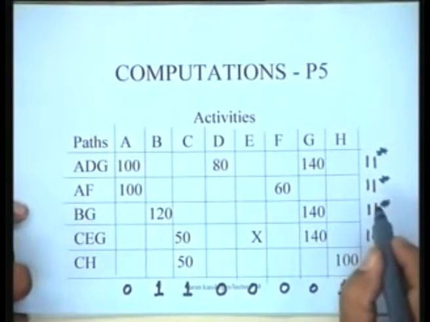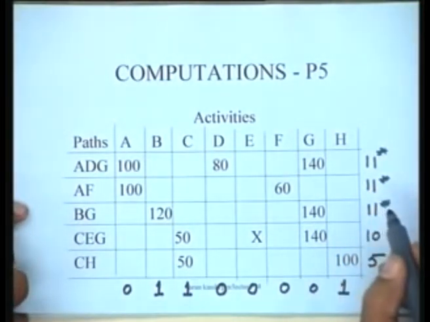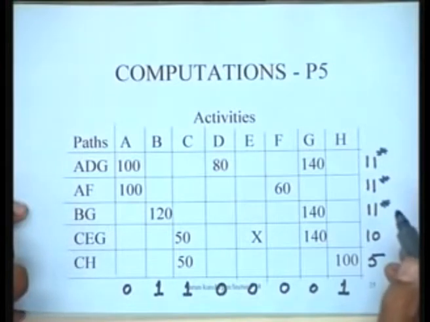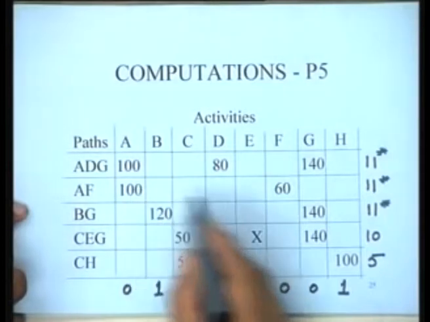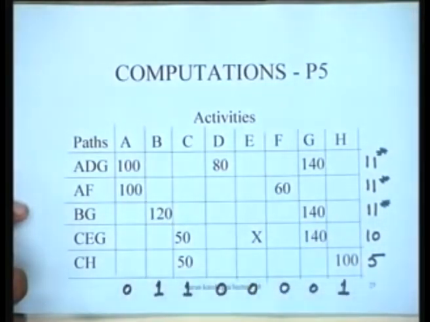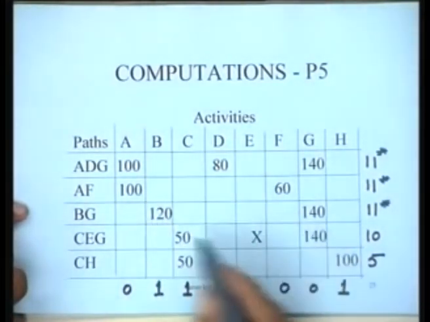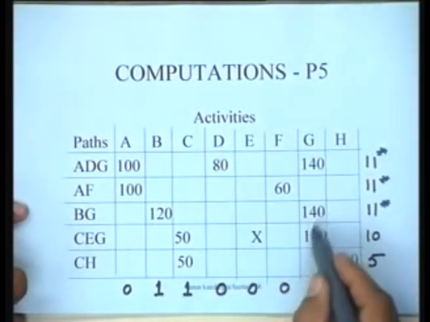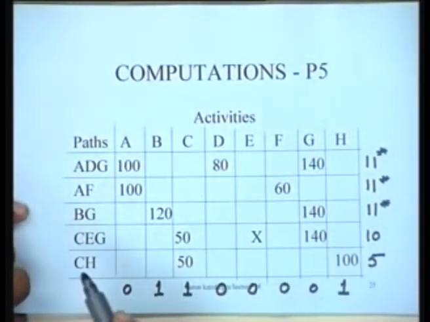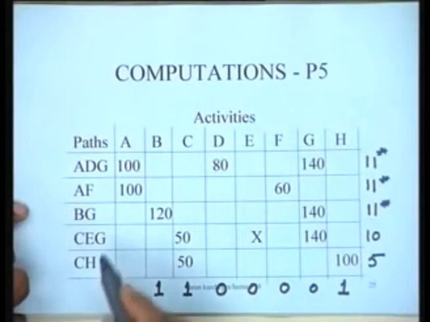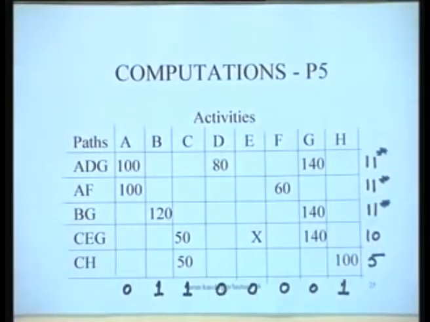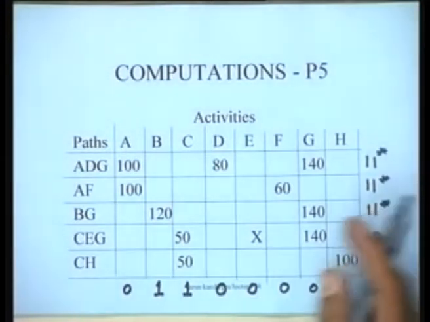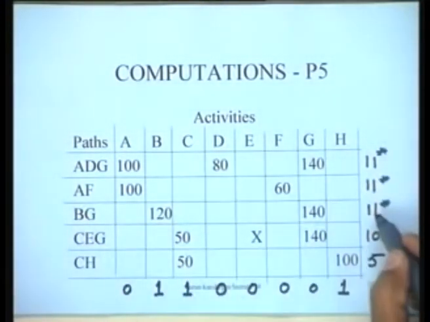check all the paths. Even if one path becomes critical, that will ensure that you cannot reduce the duration of the project any further. But in this case, even this path cannot be reduced, and however BG can be reduced, it can be reduced by 1 day, but it's pointless to do so. That's the point. So what we have seen here is that we cannot reduce the duration of the project in this case below 11 days.